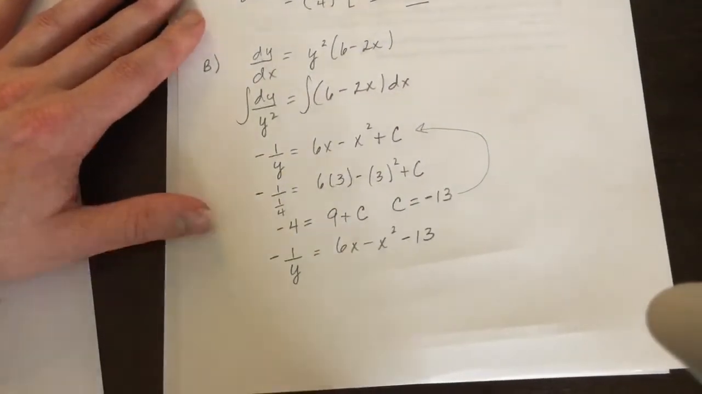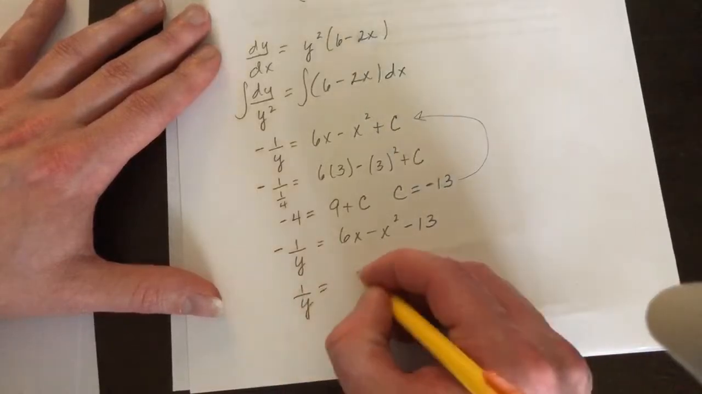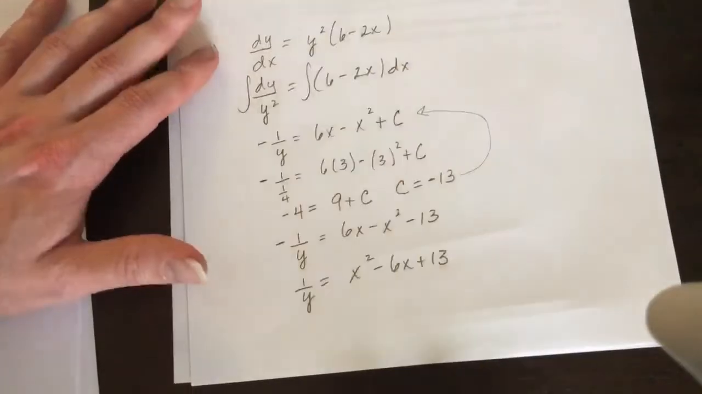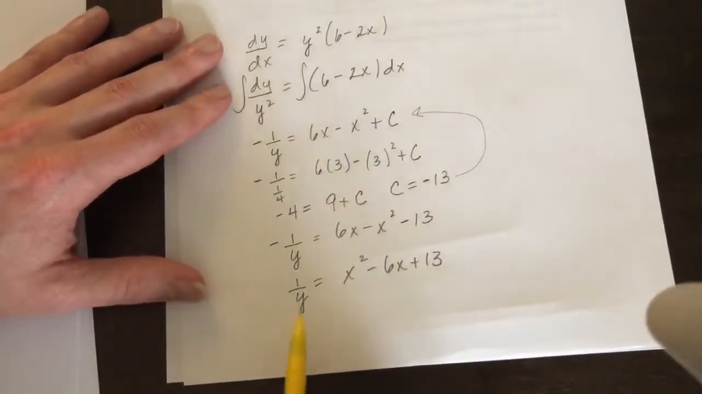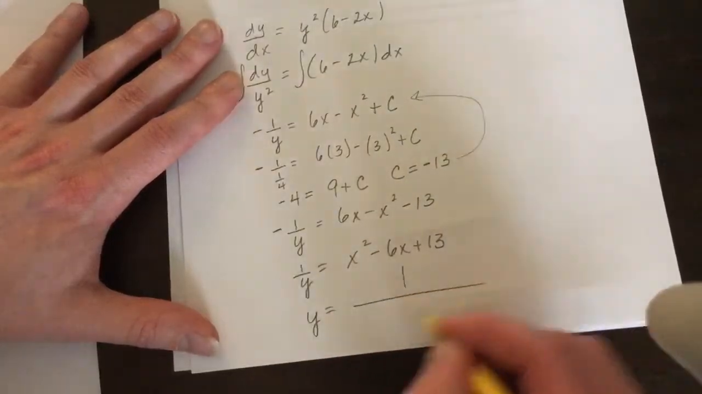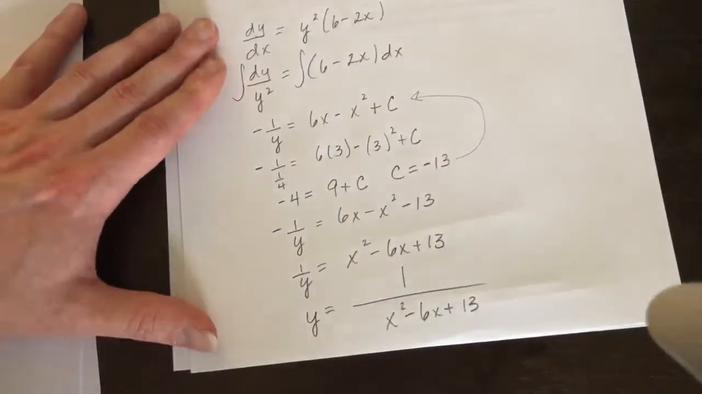Now when we go to solve this, we're going to divide everything through by negative 1 first. So we're going to change everything's signs. And I'm just going to write it in that order. And then to solve for y when it's on the bottom, we're just going to reciprocate everything. So y is equal to 1 over x squared minus 6x plus 13. And you are done.